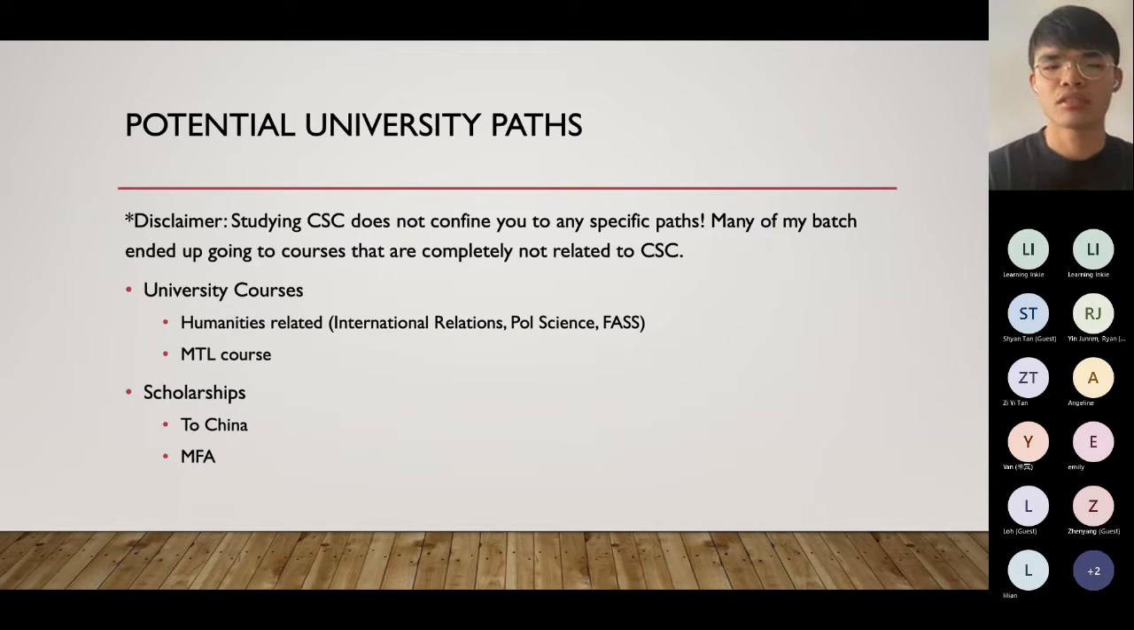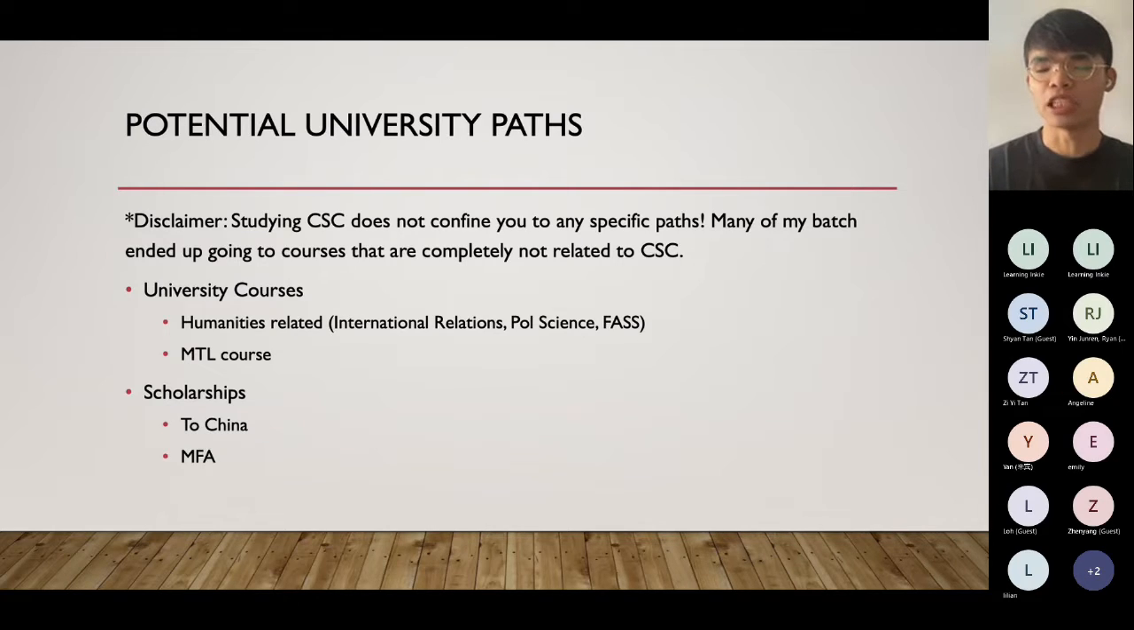But for those of you looking at what CSC helps you to get, right off the bat, for university courses, it is humans-related courses. Things such as IR, such as poli sci, such as FASS, these are the places where you'll find it much easier to get in with CSC.